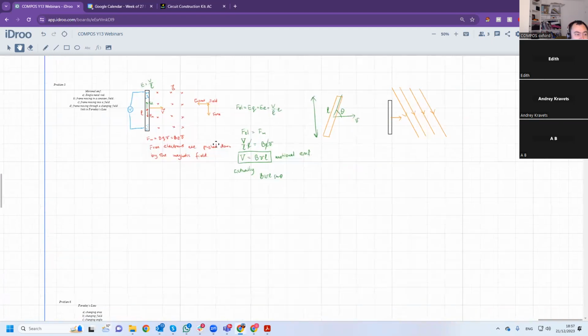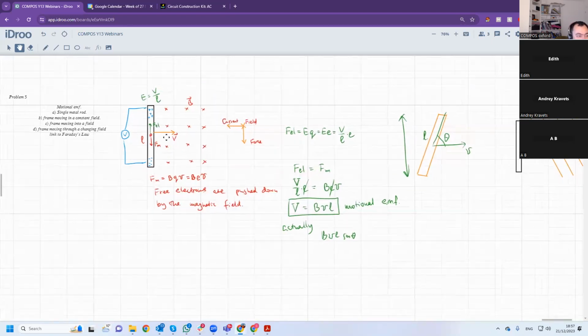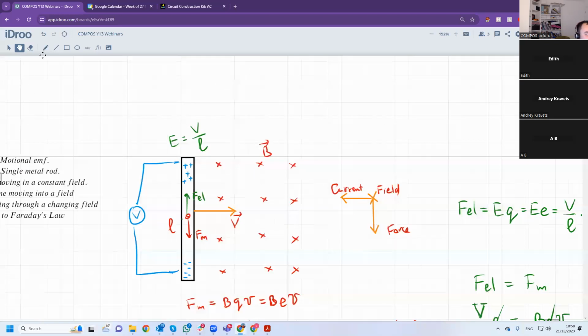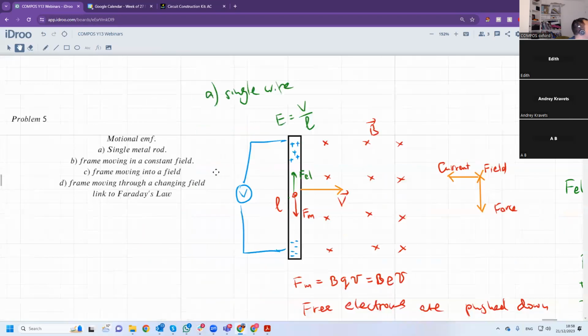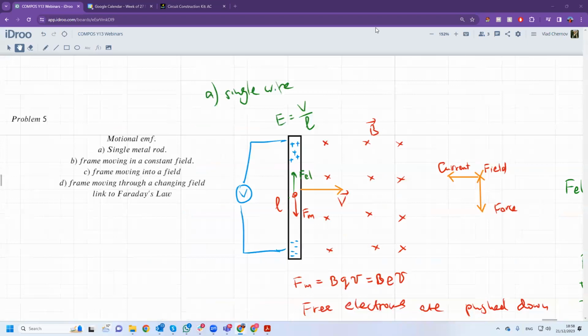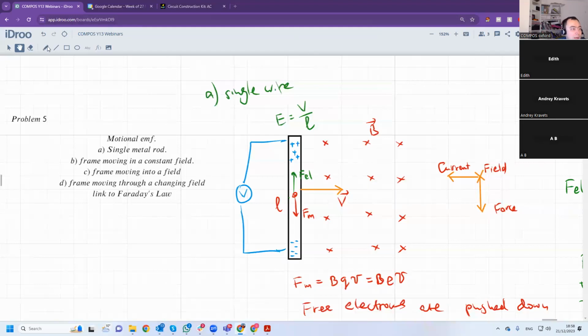Now, let's say we have not a single wire. This is a single wire, a single metal rod, moving through a magnetic field.